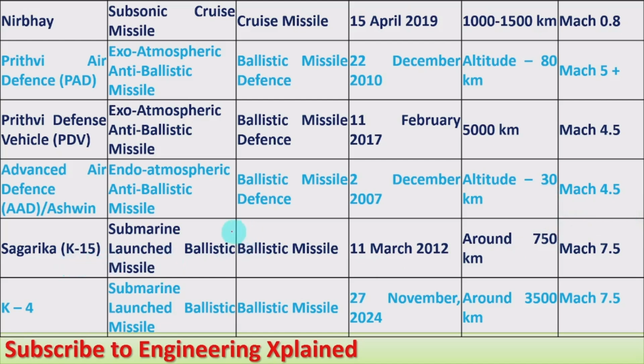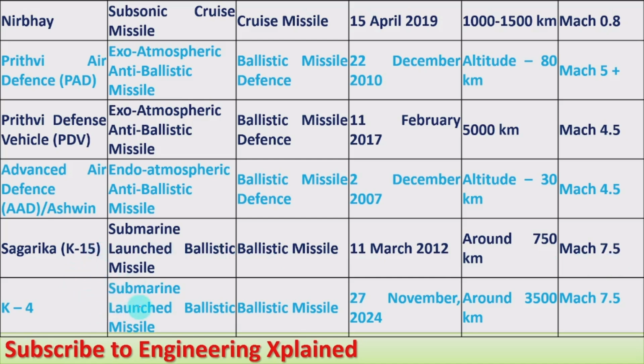Sagarika K-15 submarine launched ballistic missile. Ballistic missile. It is launched on 11th March 2012, around 750 km. Its speed is Mach 7.5. It is a submarine launched ballistic missile.